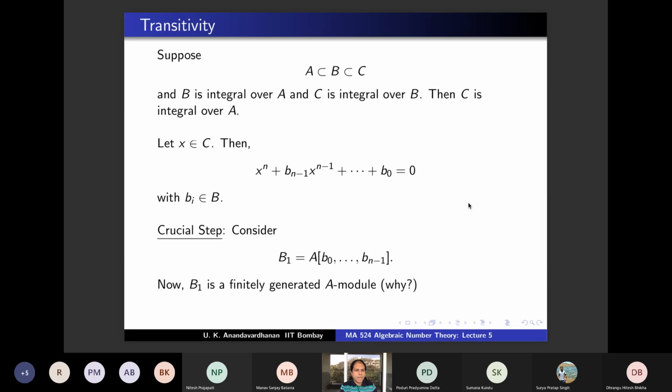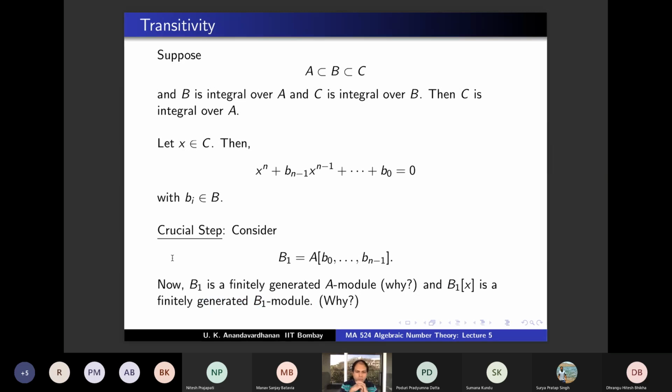And now consider B1[x], B1 with x adjoined. This is a finitely generated B1 module. Why? Same argument, because x is integral over B1. Why is x integral over B1? By construction, because x satisfies this polynomial and these coefficients are part of B1. Therefore, by the same argument, B1[x] is a finitely generated B1 module. So now we are in a good situation.